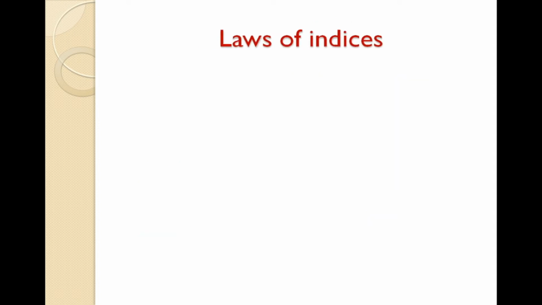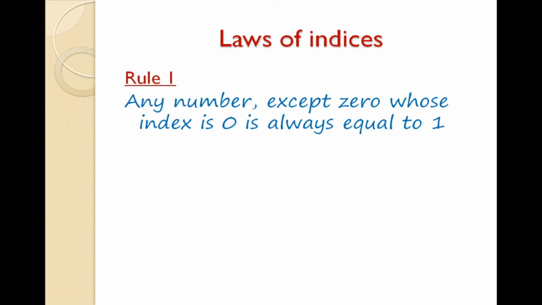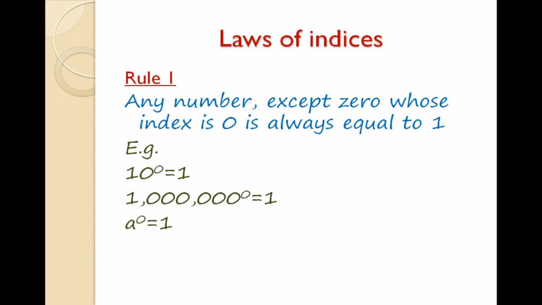Now let's look at the laws or the rules used in solving indices. Rule number one: any number except 0 whose index is 0 is always equal to 1. So when I say 10 to the power 0, that is 1. I can give a real example. If I say I'm going to give you 1 million to the power 0 shillings, what exactly do I mean? I mean that I'm going to give you 1 shilling. So anything to the power 0 is simply equal to 1, except 0. So 0 to the power 0 is not equal to 1. 8 to the power 0 equally would be equal to 1.